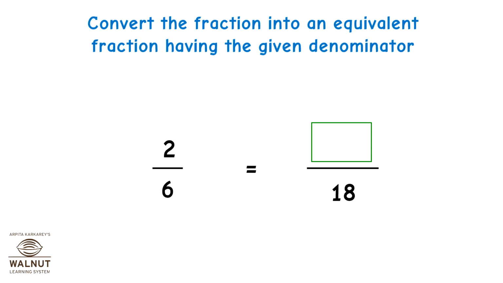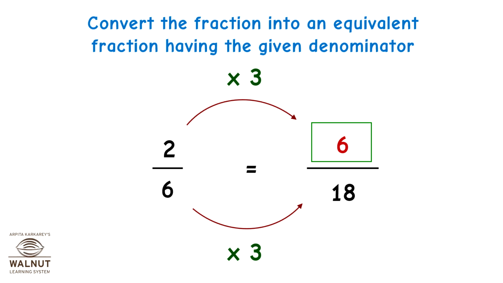Convert the fraction into an equivalent fraction having the given denominator. Look at this fraction. We have 2 upon 6 and we want to make an equivalent fraction with denominator 18. 6 into 3 is 18. Whatever we do to the denominator, we have to do to the numerator. So we multiply the numerator by 3, which gives us 6. So the equivalent fraction is 6 upon 18.